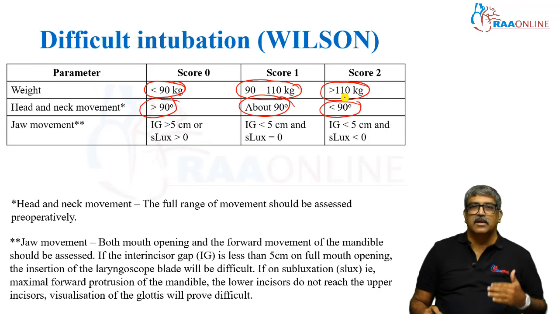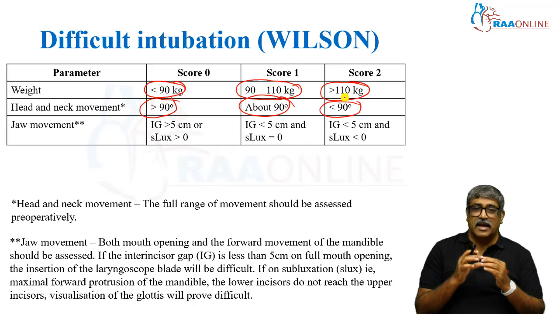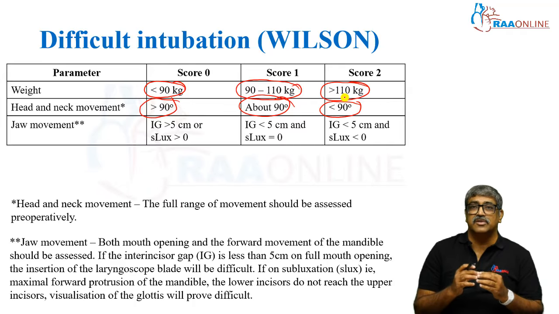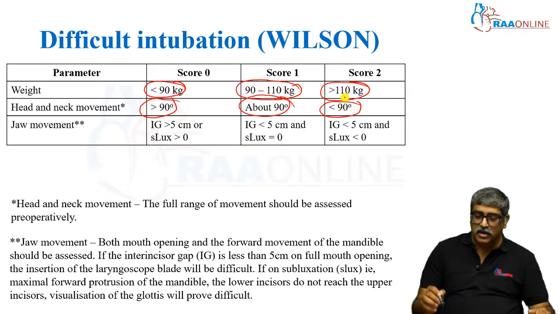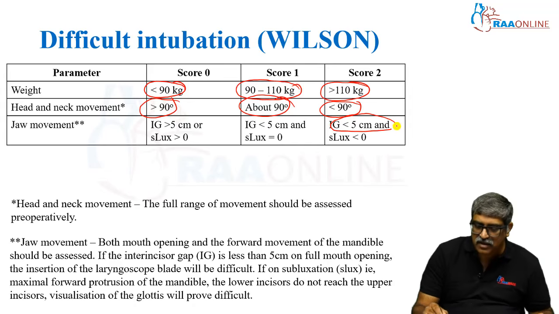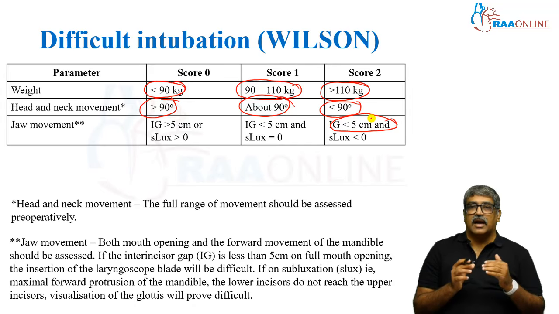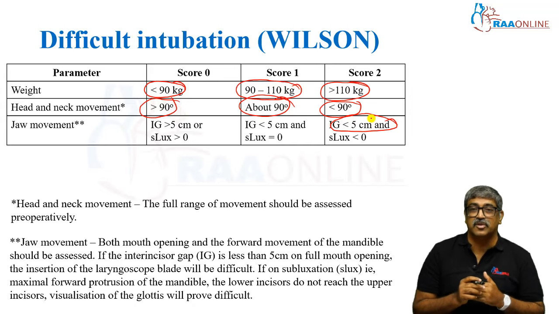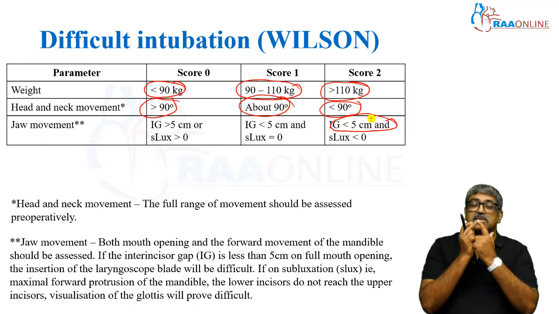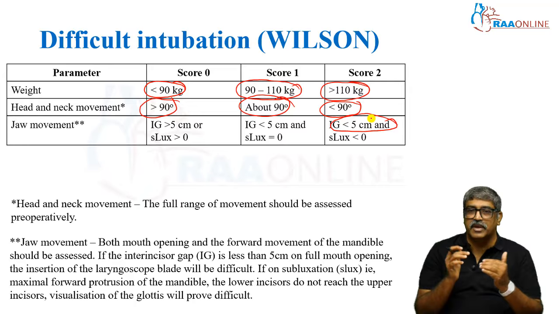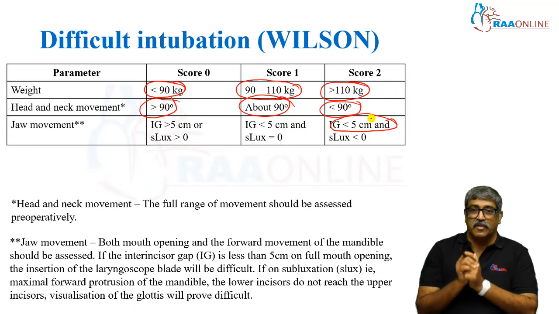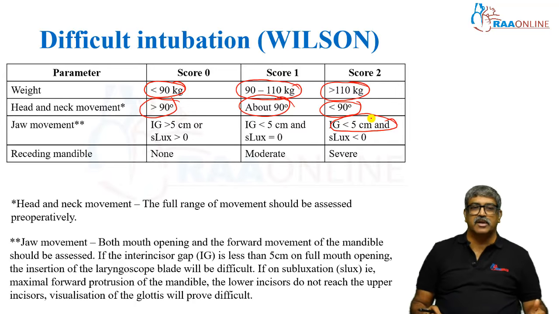Coming to jaw movement: if the inter-incisor distance is greater than 5 and subluxation greater than 0, the score is 0. If the inter-incisor gap is less than 5 cm or the subluxation is equal to 0, it is score 1. If the inter-incisor gap is less than 5 cm and the subluxation is less than 0, that means your lower incisor does not reach the upper incisor. The lower incisor is behind the upper incisor. That means the subluxation is less than 0, where you are going to have difficult intubation.